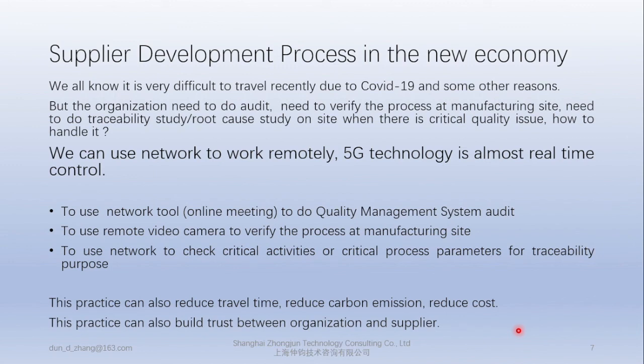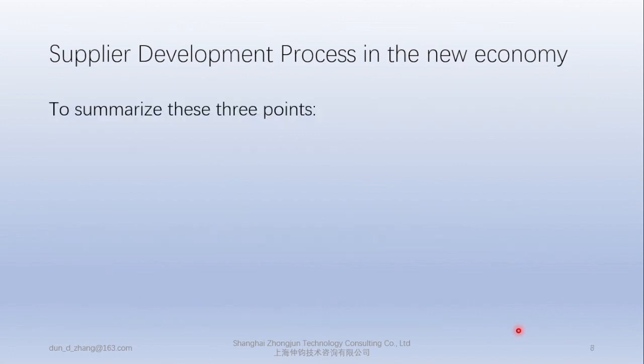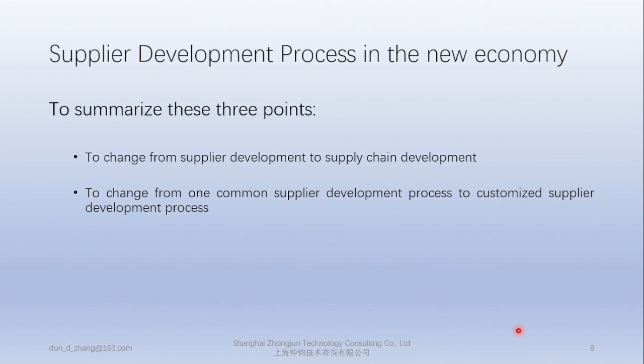So basically, these are the 3 points I would like to share with you. To summarize these 3 points: change from supplier development to supply chain development, change from one common supplier development process to a customized development process, and use the network to do supplier development remotely.